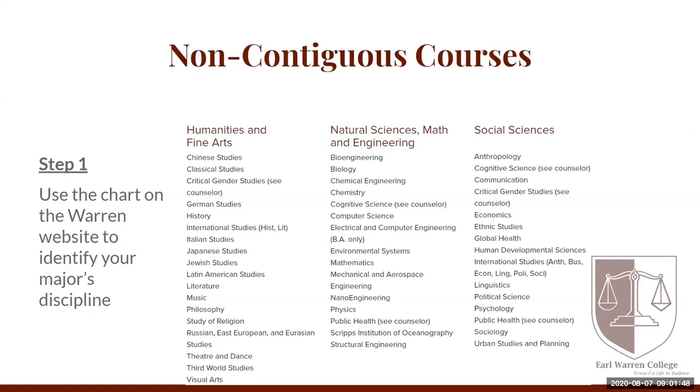Say I'm a biology major. I would find biology within the discipline of natural science, math, and engineering. Remember this when we go on to step 2. You'll also notice that some majors, namely cognitive science, public health, and critical gender studies, appear in multiple columns and say, see counselor. This means you have a choice of how you want to categorize your major. The way you categorize your major does not change anything about the major itself. It only changes which categories your non-contiguous requirements will be from.